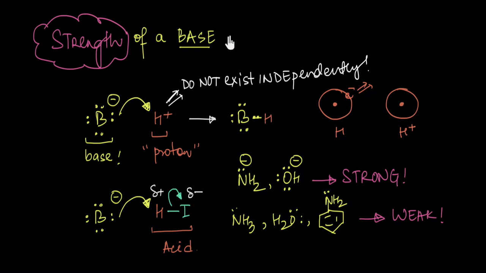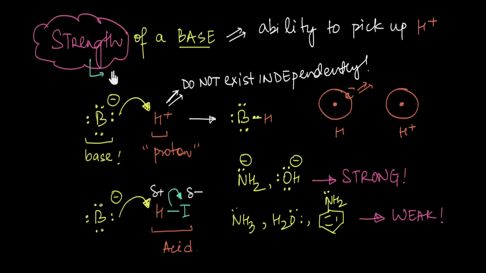So the strength of a base is nothing but the ability of a base to pick up a proton, and protons are nothing but H plus. So the strength of a base is the ability of a base to pick up an H plus from an acid. Now you might be asking, how do we know that these bases, the amide and the hydroxide, are better at abstracting a proton compared to ammonia, water, or aniline? In other words, how exactly do we measure the strength of different bases?